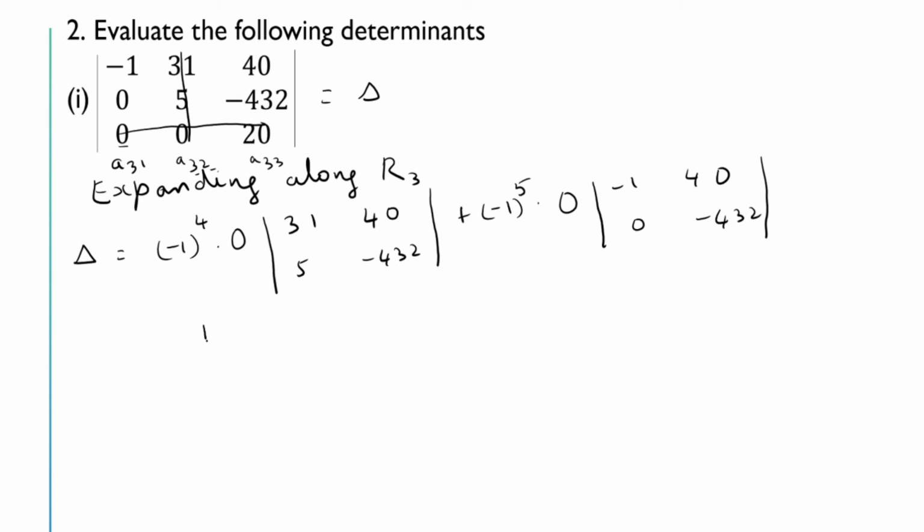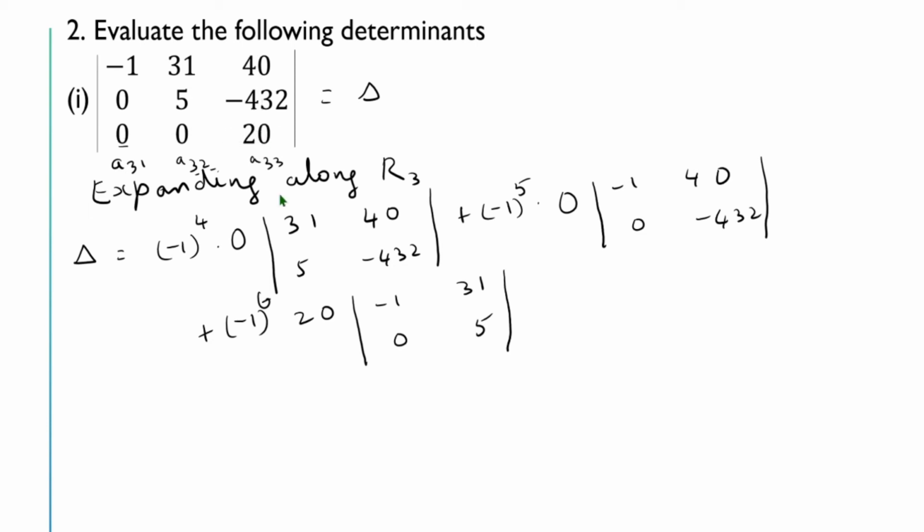Then plus, we have to take this element. So it will be minus 1 raised to 6 into A33, here is 20. Now we have to delete the third row and the third column, and then the determinant is minus 1 3 1, 0, 5. Now we can simplify this.